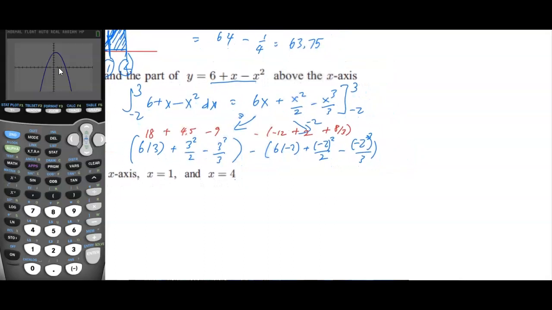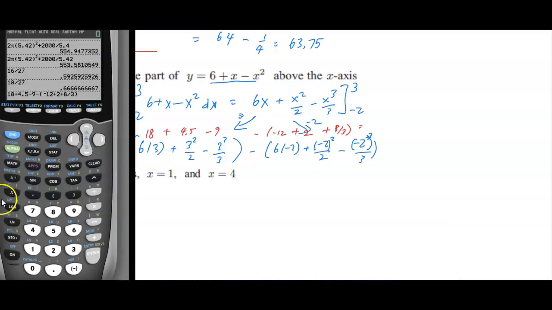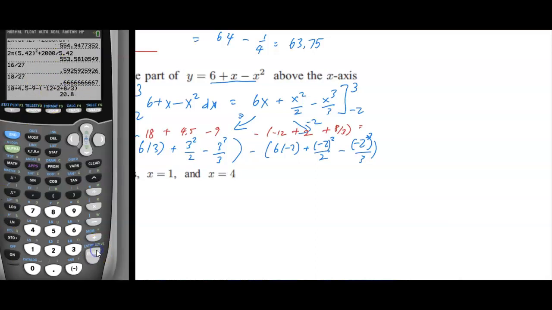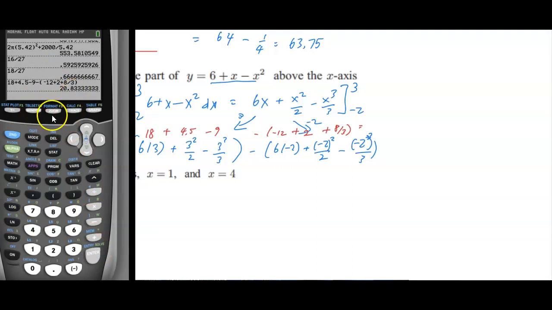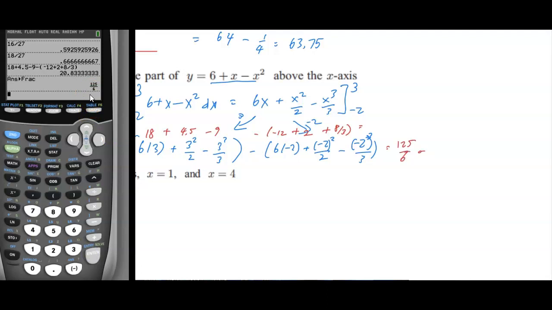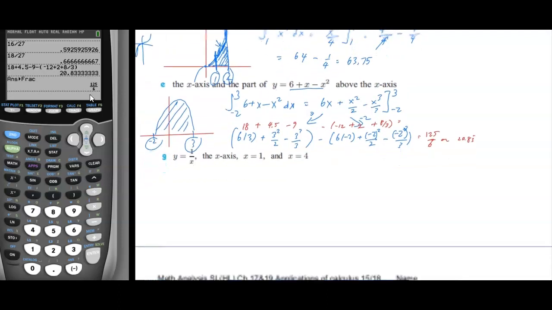Okay. And I'm just going to use the calculator to add some of these things up. Hold on a second. Okay, I just entered everything into the calculator and I hit enter and I get 20.833. If I'd like it in a fraction, I could hit math and then enter here, and the fraction would be 125 over 6, or 20.83 repeating. Okay, so that was E.